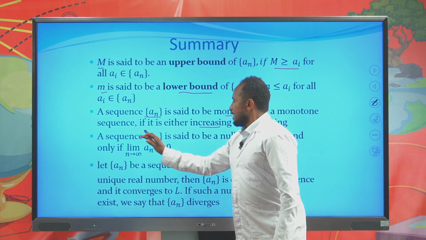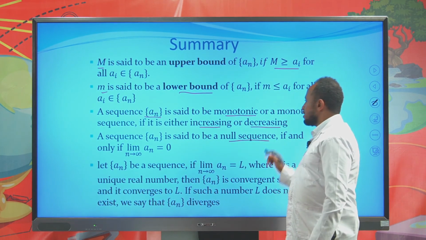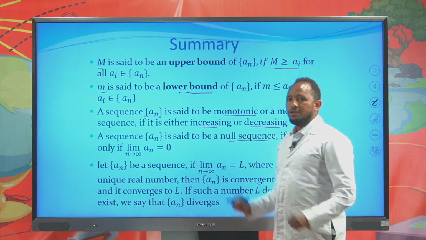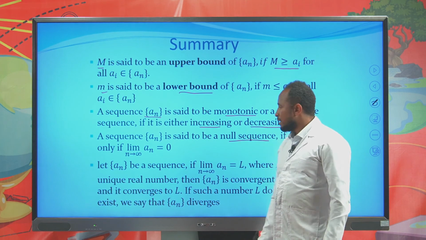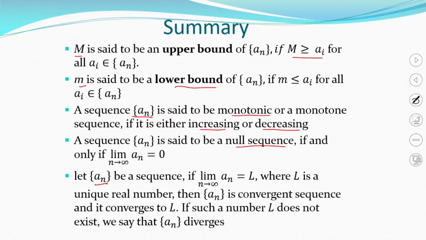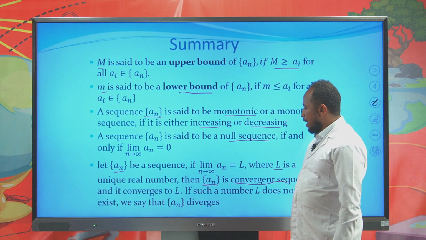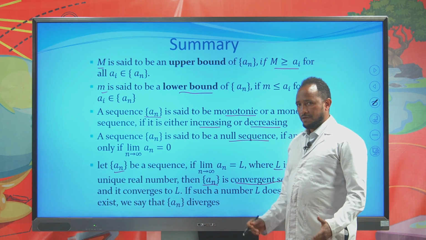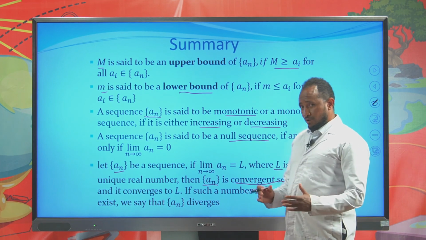The other point we have seen today is null sequence. A sequence a_n is said to be a null sequence if the limit of that sequence when n goes to infinity is 0. And the other point, if the limit of that sequence when n goes to infinity is L, where L is a unique real number, in that case, that sequence is a convergent sequence. Otherwise, if this L doesn't exist, we say that sequence diverges. So this is all about today's lesson.